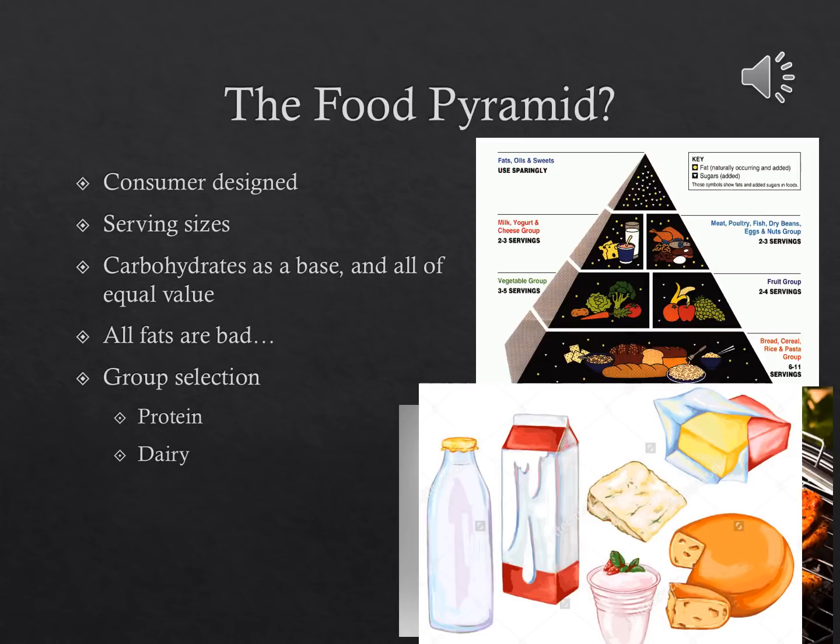Dairy represents another example of the confusing nature of group selection. Well, first off, in the early 90s, when this food pyramid was being used, ice cream was included alongside of milk in the dairy section, or the dairy group. These are not comparable in terms of their nutritional value. And second, dairy is not essential to your body. Why have dairy up there at all?